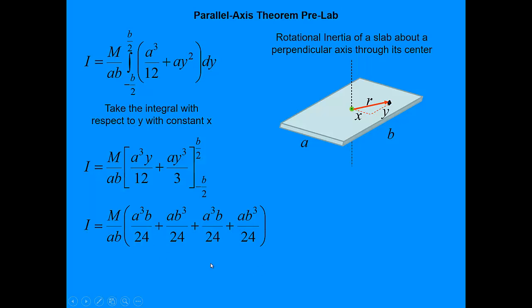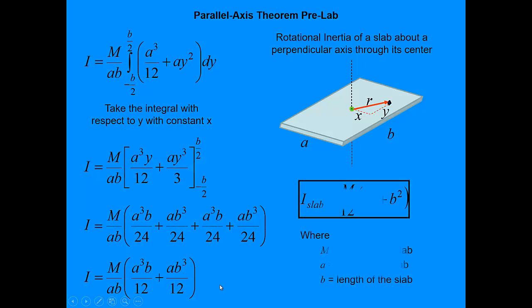Combine like terms. Here, first and third, I think. Or actually, no, all of these can be combined together, right? They're all like terms. Oh, no, they're not. A cubed times b and a cubed times b, the first and the third, can be combined, and the second and the fourth, the ab cubes, can be combined. And here we go. Divide through by a, it will cancel out one of these, and it will cancel out the a there. Divide through by b, it'll cancel out the b there, and one of the b's here, and we are left with the rotational inertia of a slab about a perpendicular axis through its center of mass, which is m over 12 times a squared plus b squared.